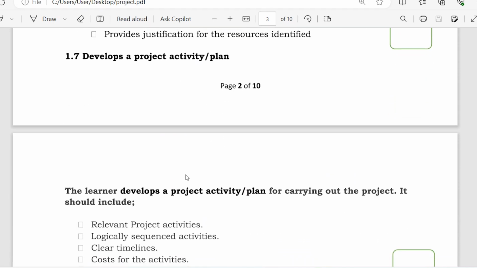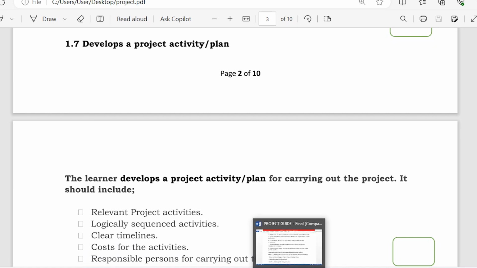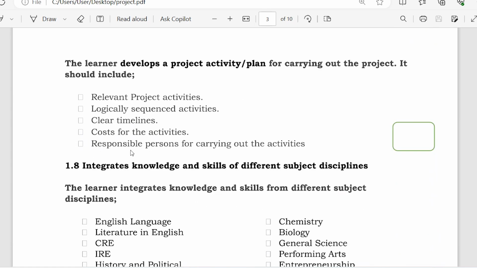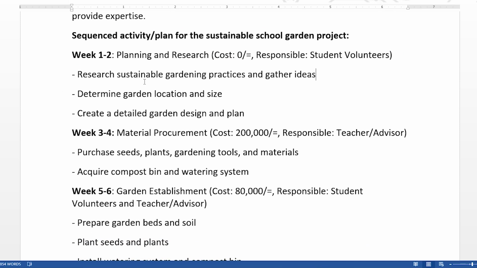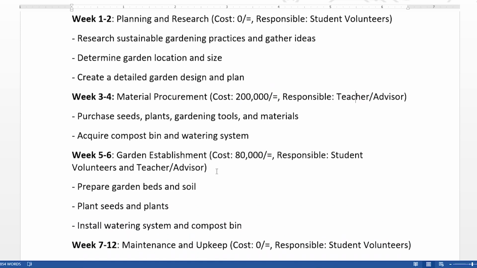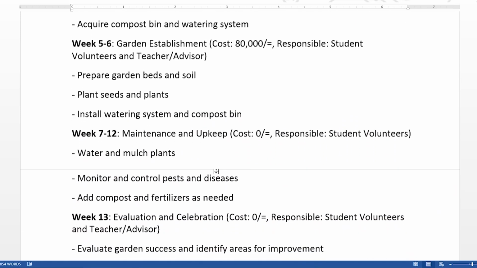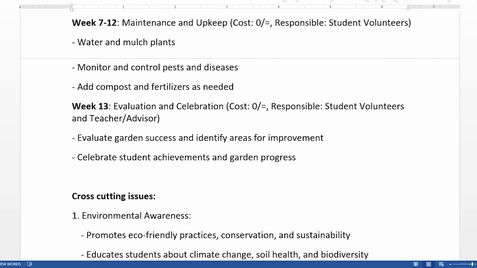Then develop a project activity plan. The plan or the activities should be relevant to the project, logically sequenced, with a clear timeline, then the cost and person responsible. The format I use is this: there is a clear timeline, there is cost, there is person responsible, and the activity is there, and then a little bit of explanation of the activity. Then again, timeline, activity, the cost, the person responsible, and so on. So this is that part of the activity.